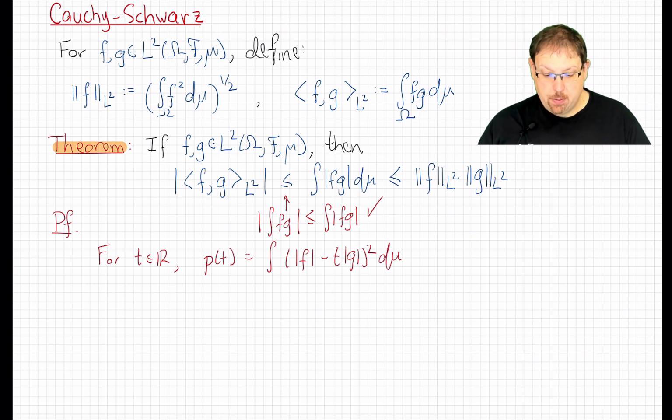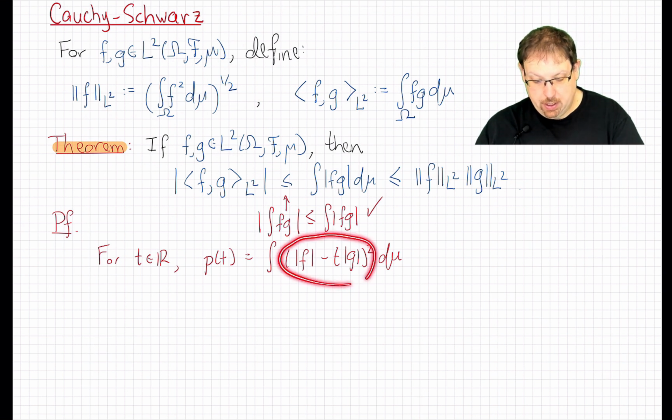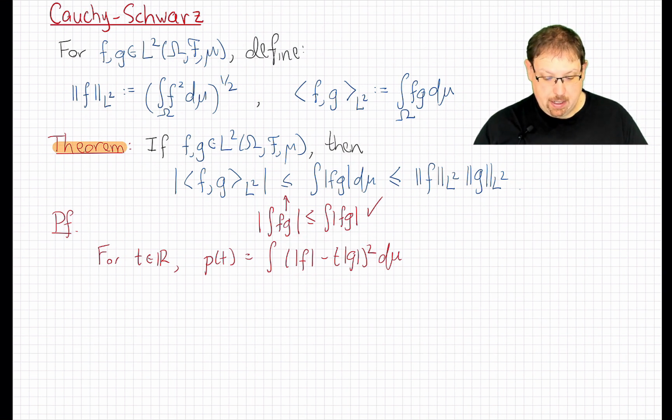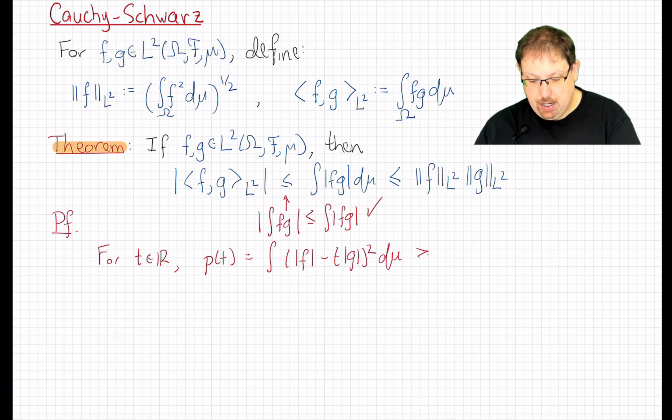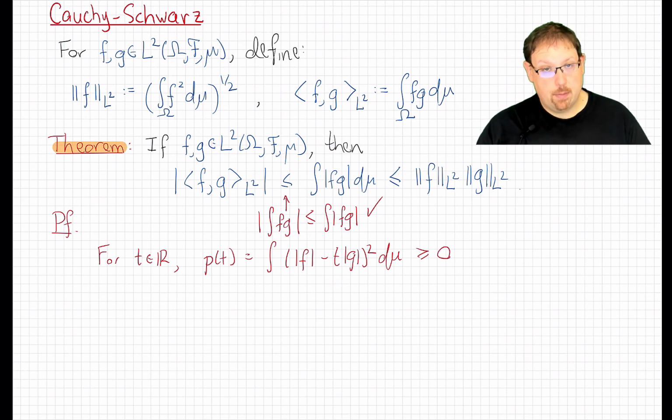Now, at the moment, we haven't shown that L2 is closed under linear combinations. This might not be an L1 function a priori. We're going to see that it is, but that doesn't matter. For now, let's just note that this is the integral of a non-negative measurable function, and so is a non-negative number for any t. Could be infinite, but it's a non-negative number.